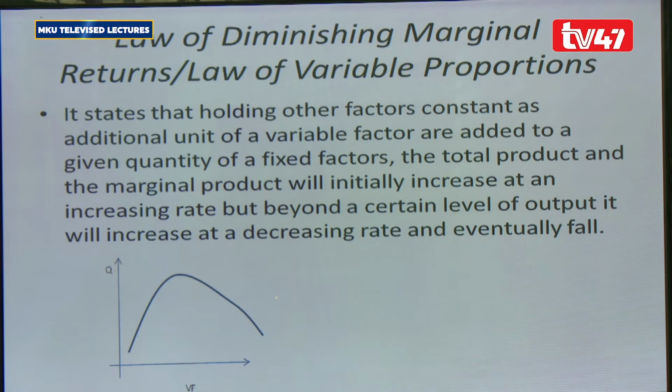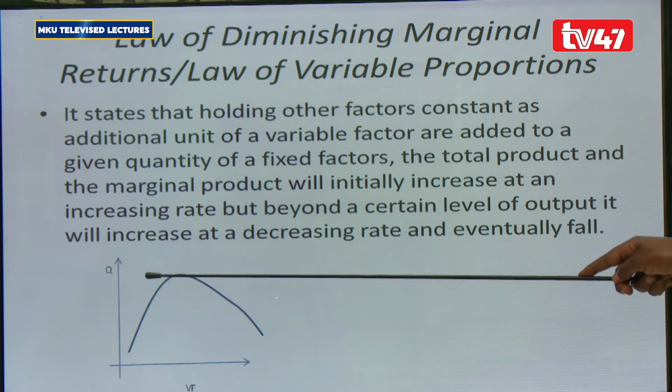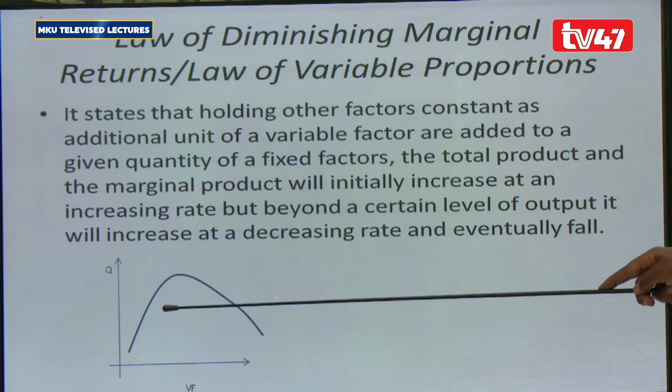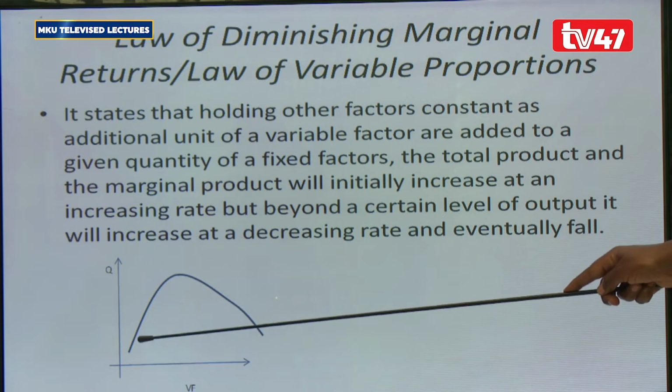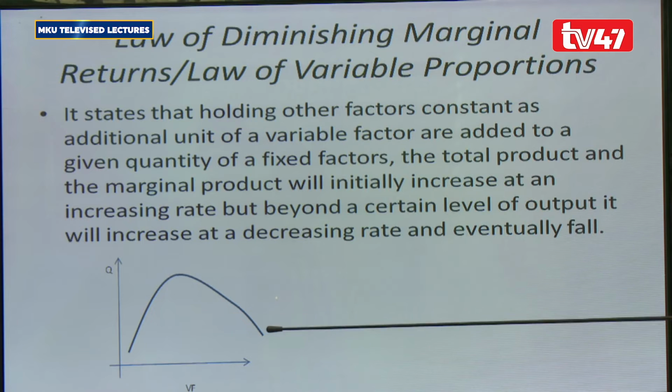It states that if we hold every other factor constant, meaning we don't change the size of land, we don't change the fixed factors, as long as the fixed factor is held constant, even when we add more and more of the variable factor, a time will come, initially, the output will go up. This is the Q. This is the variable factor. We are saying we are holding the fixed factors constant. The output will increase. It will reach a maximum, and then it will start to decline.